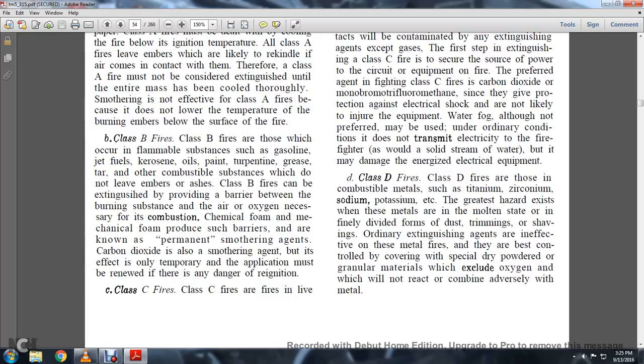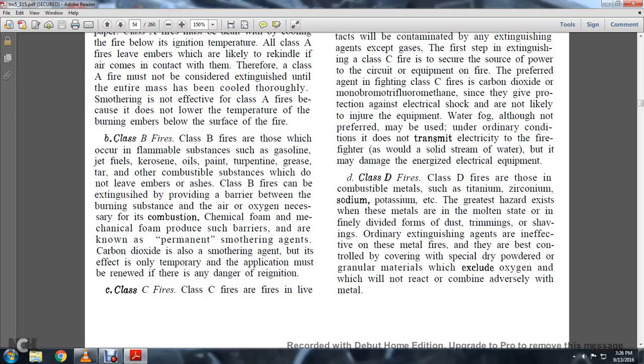Class B fires. Class B fires are those which occur with flammable substances such as gasoline, jet fuel, kerosene, oils, paints, turpentine, grease, and other combustible substances which do not leave embers or ashes. Class B fires can be extinguished by providing a barrier between the burning substance and the air and oxygen necessary for combustion. Chemical foams and mechanical foam barriers are known as permanent smothering agents. Carbon dioxide is also a smothering agent, but is effective only temporarily. The application must be renewed, as there is a danger of reignition.